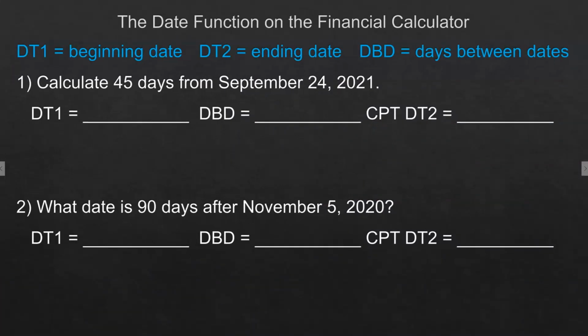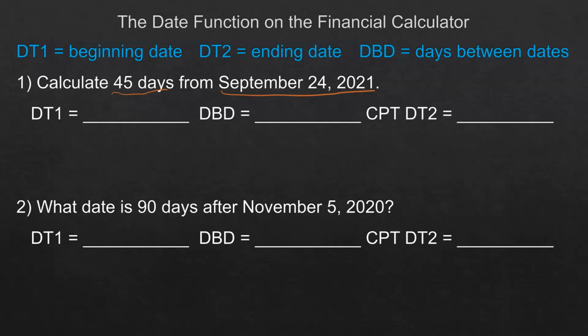Okay, so we're going to do a little practice. I'm just going to lead you through some of these and let you practice. Don't forget to pause and give yourself a chance to put these in yourself. Okay, so we're going to calculate 45 days from September 24th, 2021.